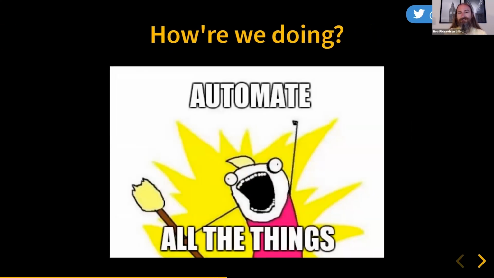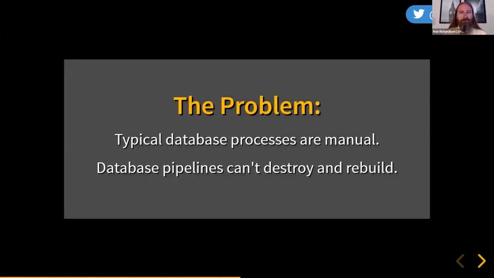How are we doing at this automate all the things part? So we're deploying when we're tired. We're trying to keep stuff up to date in non-production environments. We're spending a lot of time interrupting people. All else being equal, I think we're doing pretty bad so far. Let's see how we can build a database DevOps pipeline.